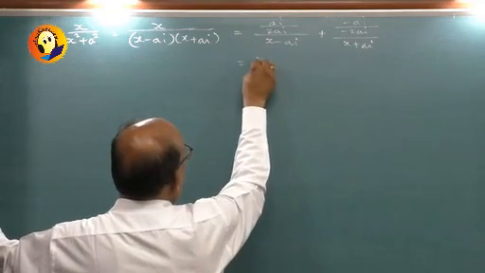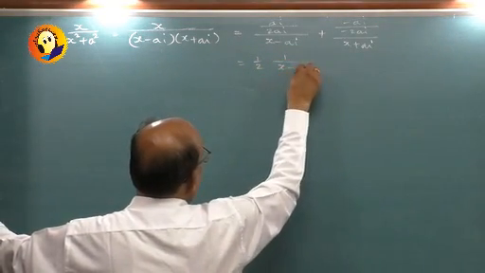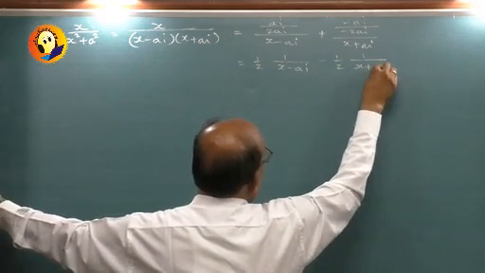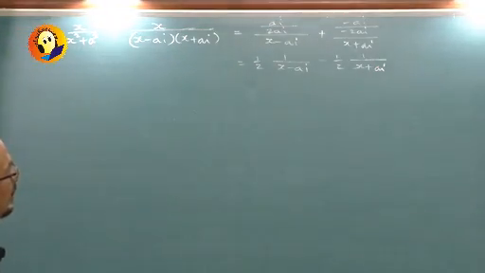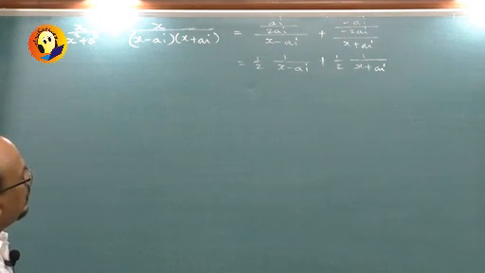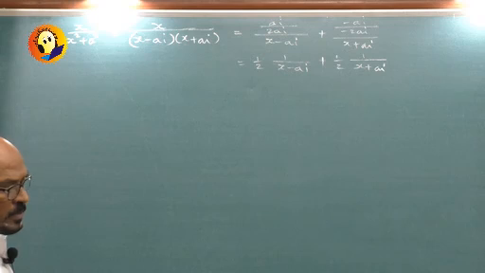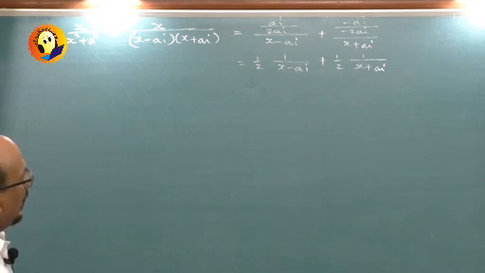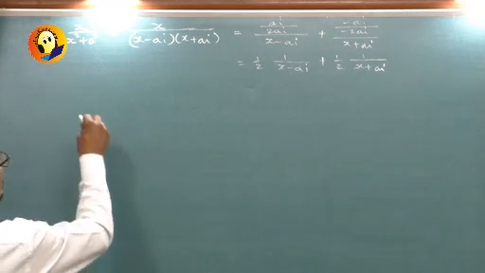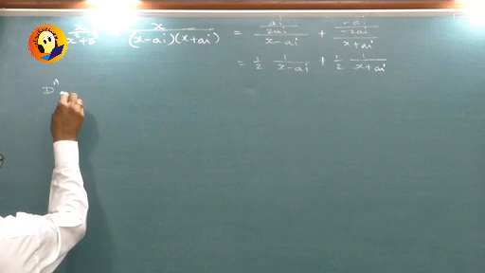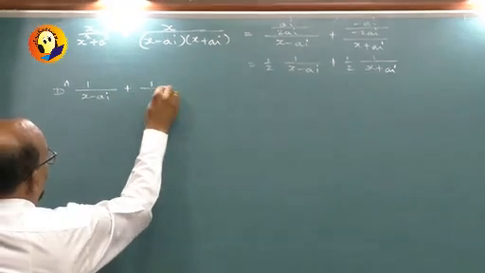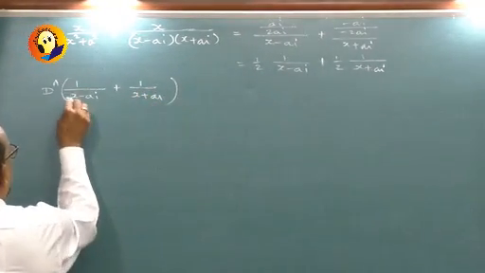So it turns out to be half 1 upon x minus ai plus half 1 upon x plus ai. Addition comes out to be x. And so we will have to go for nth derivative of it. So it comes out to be nth derivative of 1 upon x minus ai plus 1 upon x plus ai with half taken outside.